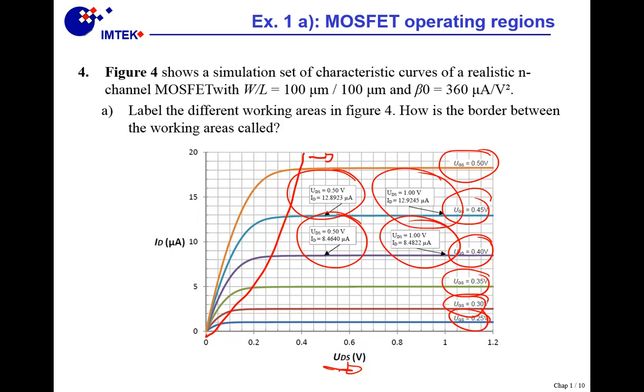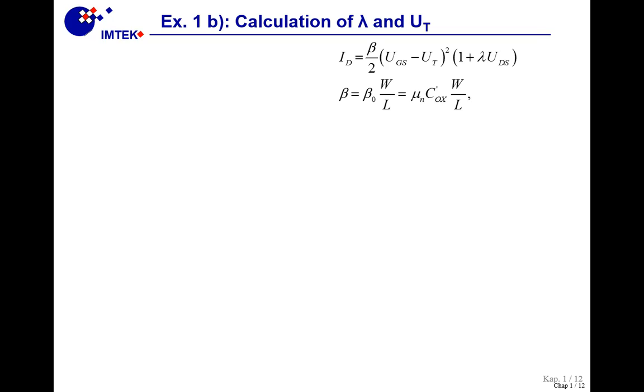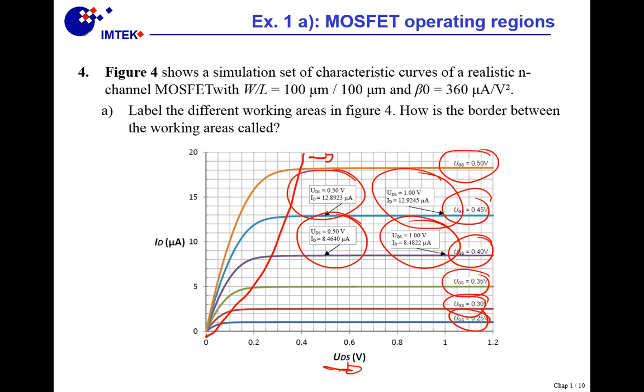So from these points, we are supposed to extract the channel length modulation. There are 2 methods to do it. I would say one is correct, the other one is incorrect, but some other people can say that both of them are correct. So how do we do it? Well, we put our current equations, including the channel length modulation here, for the saturation region. And then what do we do? We select 2 points in the plot.